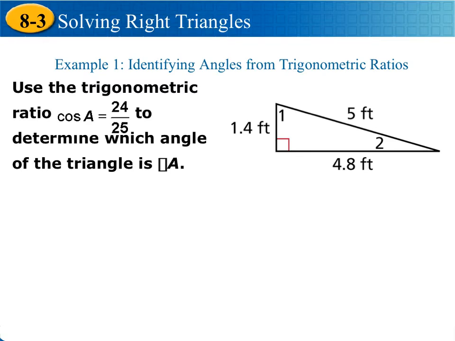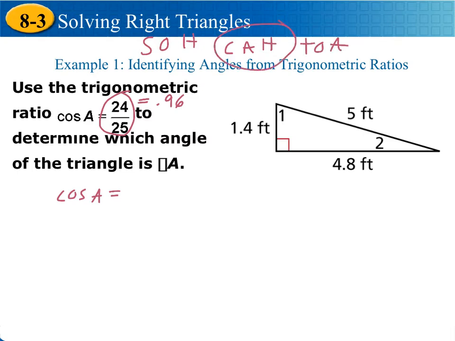So, the first thing we need to do is put this fraction into our calculator. So, when you put 24 over 25 in your calculator, what do you get? 0.96. So we need to see which angle gives us that same 0.96. So if we take the cosine of anything, what is it when we do SOHCAHTOA? Adjacent over hypotenuse.